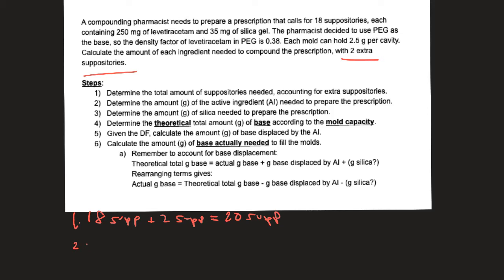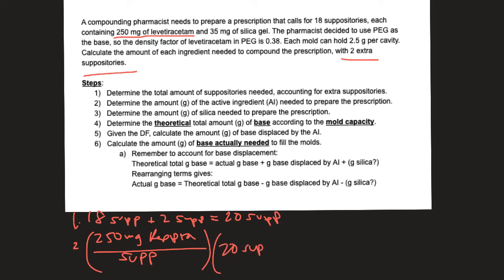Step 2, we're going to determine the amount of active ingredient needed to prepare the prescription. So the active ingredient is Keppra, levetiracetam. Each suppository, I'll use the brand name since it's faster to spell, Keppra, each suppository, so 250 milligrams per suppository of Keppra. We're making 20 suppositories. Suppositories cancels out in the numerator and denominator to give you 5,000 milligrams Keppra, or 5 grams.